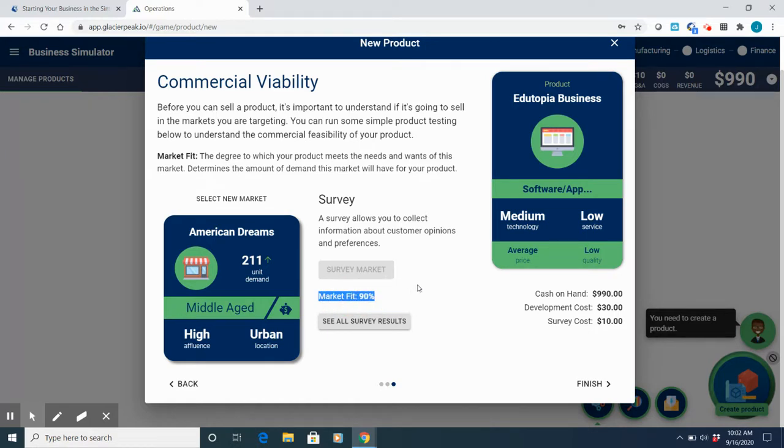What I would recommend is going back and surveying multiple things. Now, keep in mind, if you don't find a fit above 90%, it's worth doing more surveys. But each survey does cost $30. Okay, so you can see my costs are starting to add up here, and now I'm starting to dip into my cash. So again, keep an eye on the money. It's always important in business.